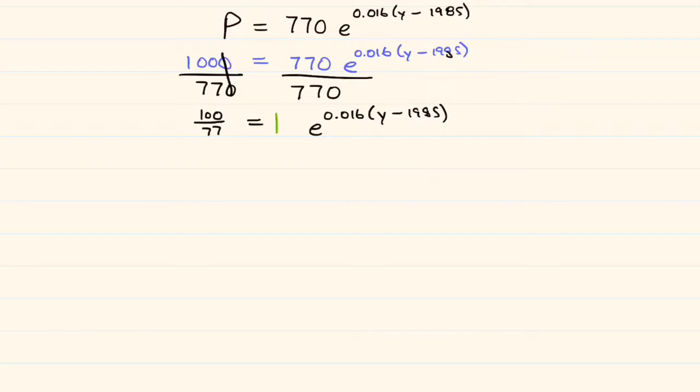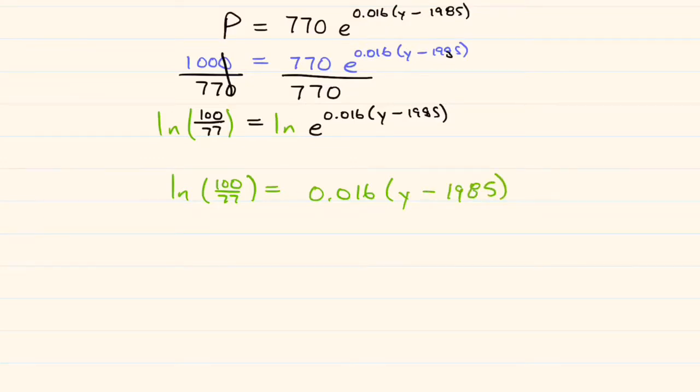Now, instead of using log base 10 on both sides, I'm going to use ln on both sides, because anytime you have the ln of e, it just cancels out, because it's a log base e of e. So it's that base rule that they cancel. So then we end up with ln of 100 over 77 equals 0.016 times (y minus 1985). Divide both sides by 0.016.